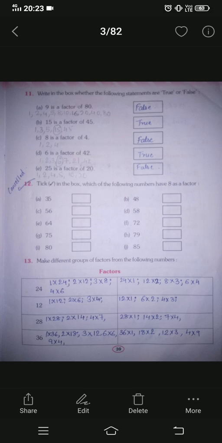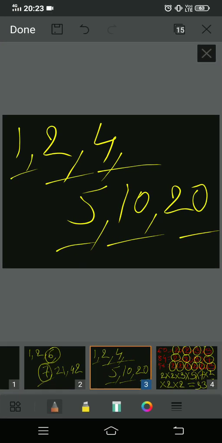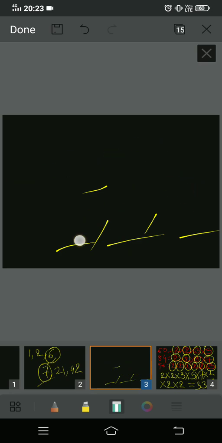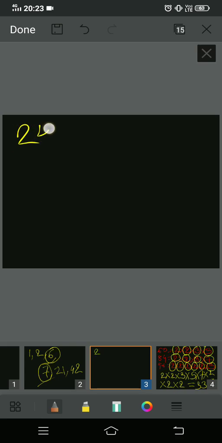So question number 13 is: make different groups of factors from the following numbers. Very simple, children, you just have to see different groups of factors. We can find it out very easily. I'll show you how to do that. First, the number given to you was 24.